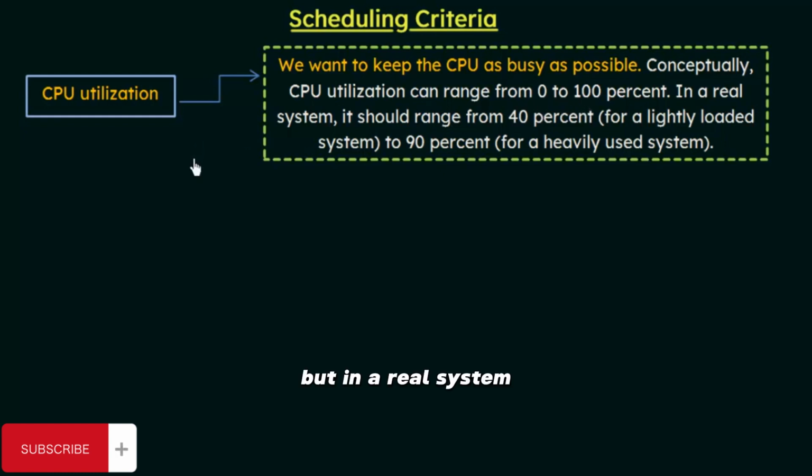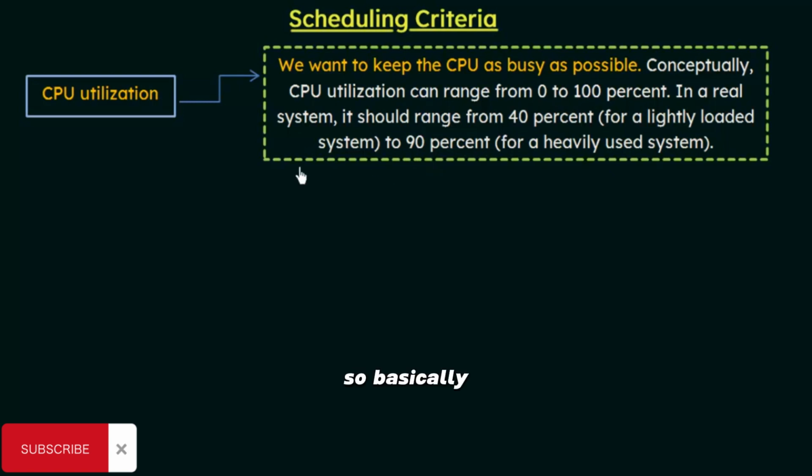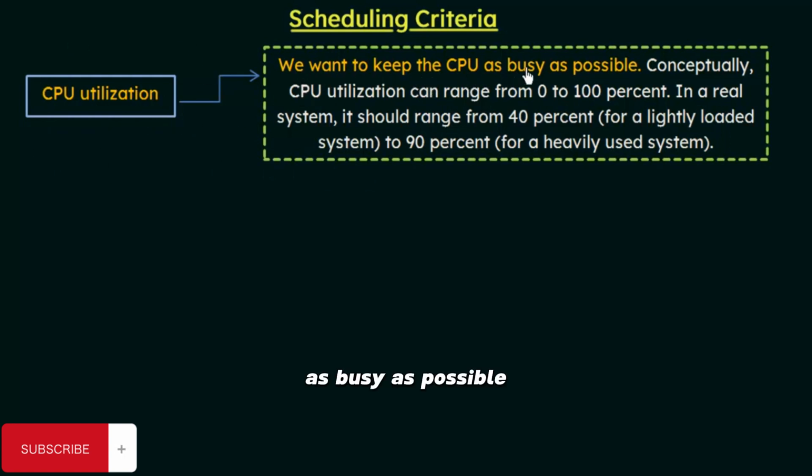But in a real system, the range should be between 40 and 90%. That means in a lightly loaded system, it should at least be 40%, and in a heavily loaded system, it can range up to 90%. Within this range, we want the CPU to be busy, that means it has to be utilized within this range. What you have to remember is we want to keep the CPU as busy as possible. That is what we mean by CPU utilization.